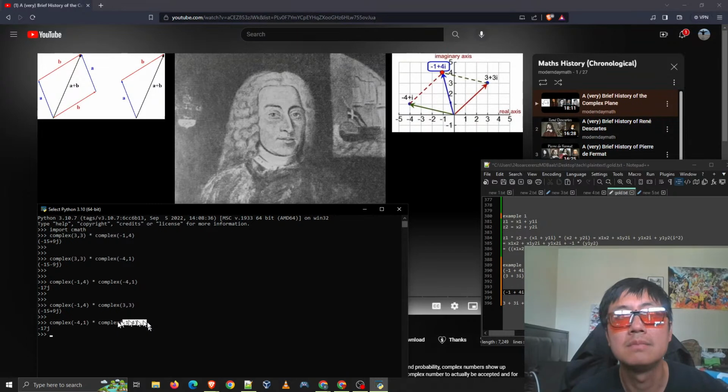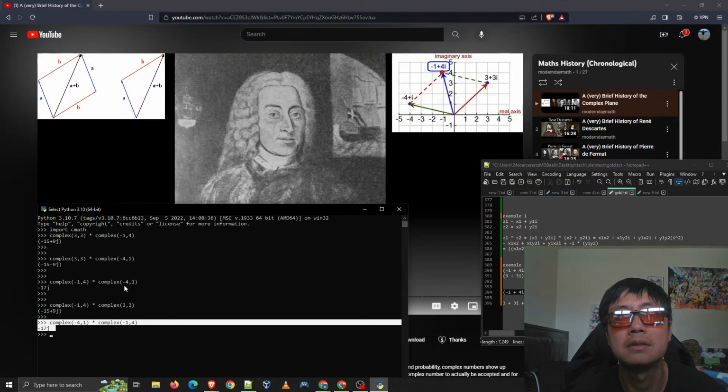So at least we have established this is commutative. You can change the order to the same answer.